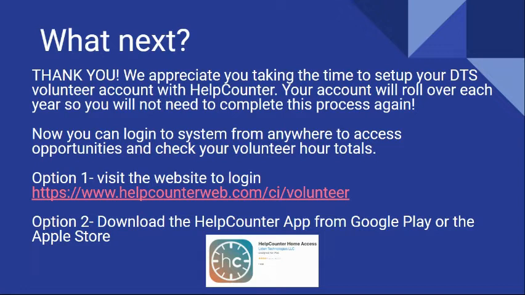What happens now? You've signed up with your application, you've created your username and password. Now let's talk about how you can use this system to sign up for opportunities at DTS and to check your hours from home. You have two options of how you'd like to access HelpCounter. You can go to the same link that we just did to set up your username, which is the helpcounter.com with the volunteer. Or if you'd prefer to download their app from Google Play or the Apple Store, you can do that. I'm going to show you the screenshots from the web browser version so that you get an idea of what it is that's available.